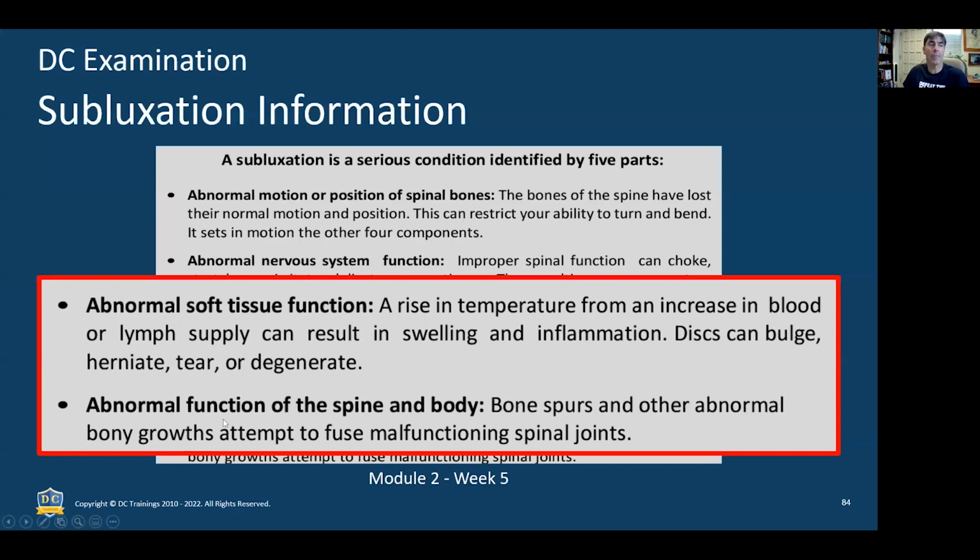The next one is the abnormal function of the spine and body. So bone spurs and other abnormal bony growths can attempt to fuse malfunctioning spinal joints. Well, that's a reason to take x-rays right there, right? If you have swelling and you have abnormal function where it's not moving properly, and you have a patient who doesn't want x-rays, you could show them this and say, this is the basis for why I'm recommending x-rays.